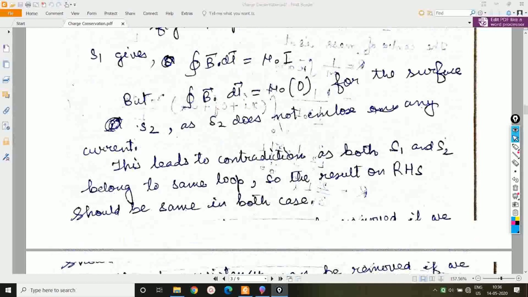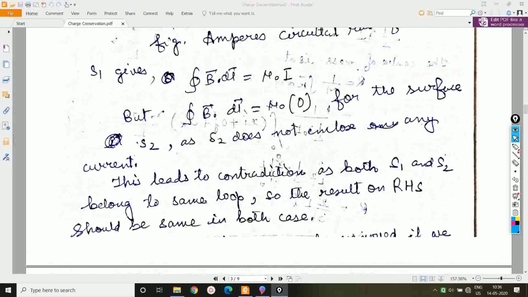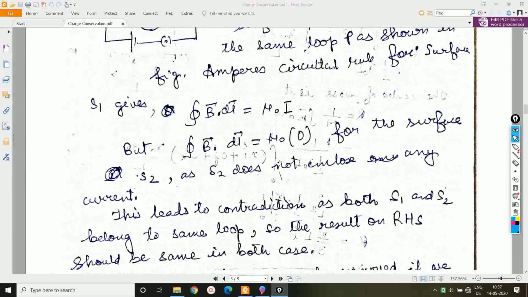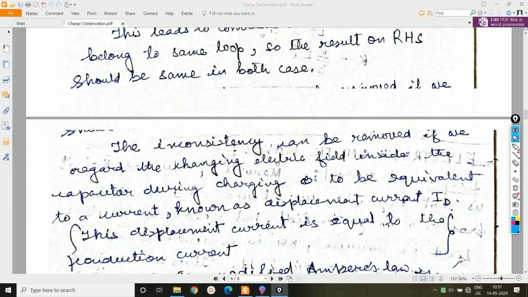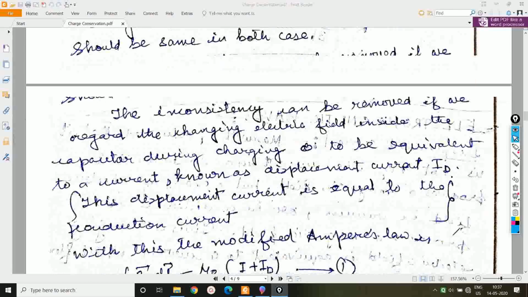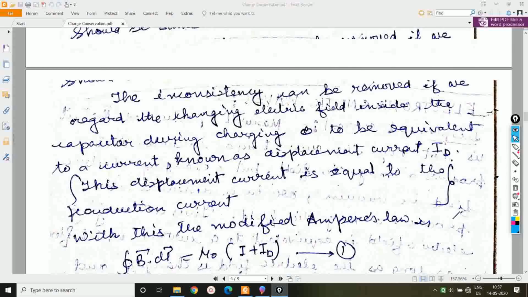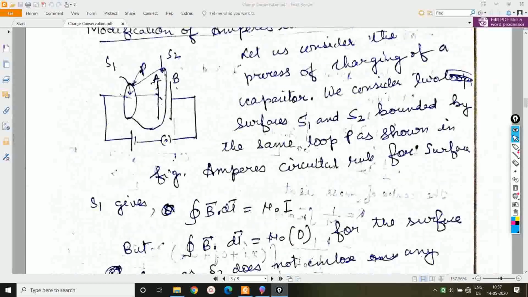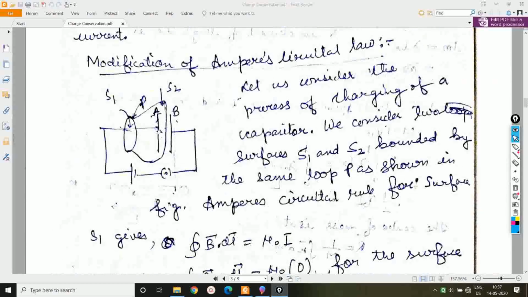So either your Ampere's circuital law is wrong, or you need some correction here. So here Maxwell came to the rescue. He said that the inconsistency can be removed if you regard the changing electric field inside the capacitor during charging to be equivalent to a current, and the current is known as displacement current, because during charging of the capacitor there is an electric field, and the electric field is always changing with time here.